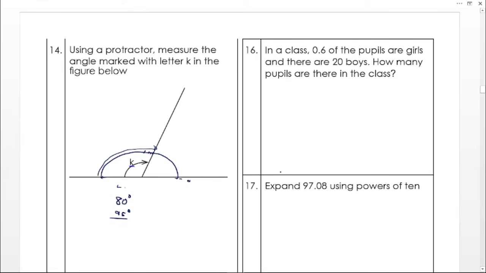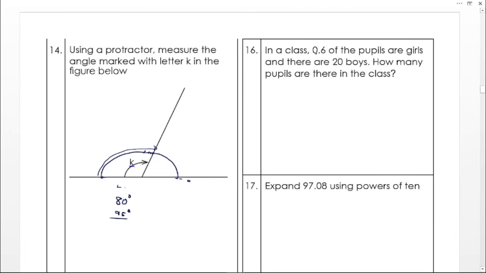Now number 16 is very easy. They are telling us that in a class, 0.6 of the pupils are girls, and there are 20 boys. How many pupils are there in the class?